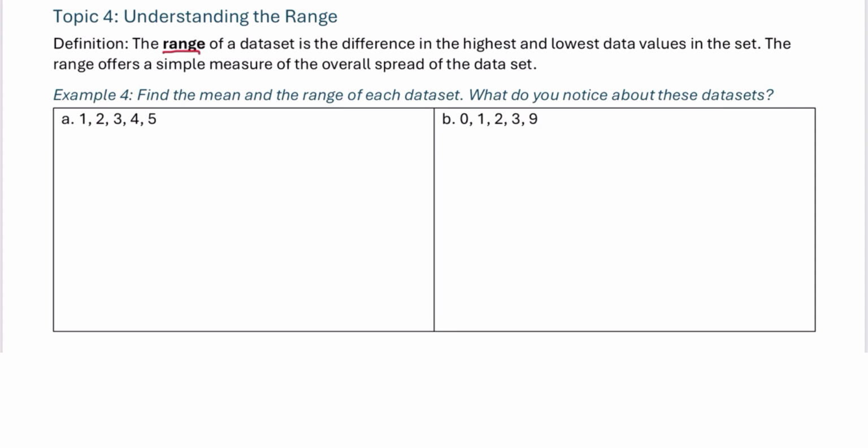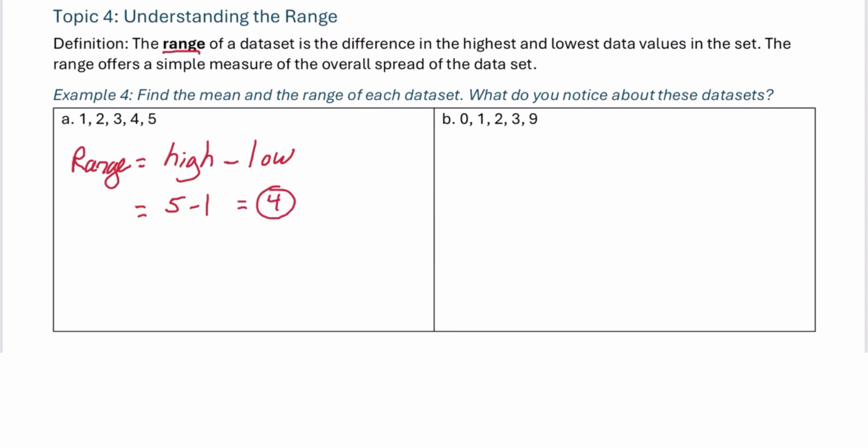The range of a data set is the difference in the highest and lowest data value in the set. The range offers a simple measure of the overall spread of the data set. In example 4, we want to find the range. The range is simply the highest minus the lowest data values. So in this example, we have 5 minus 1, which is 4.